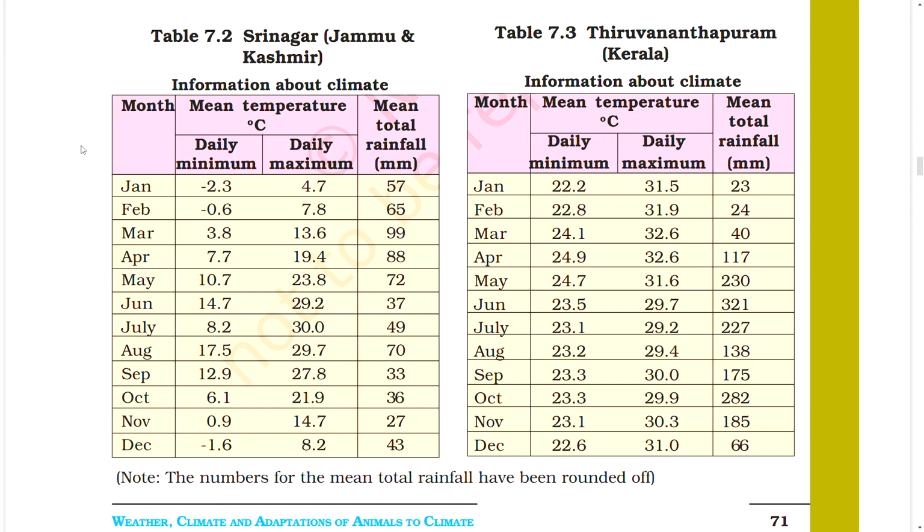September 23.3, 30, 175. October 23.3, 29.9, 282. November 23.1, 30.3, 185. December 32.6, 31.0, 66. Note that the numbers for the mean total rainfall have been rounded off.